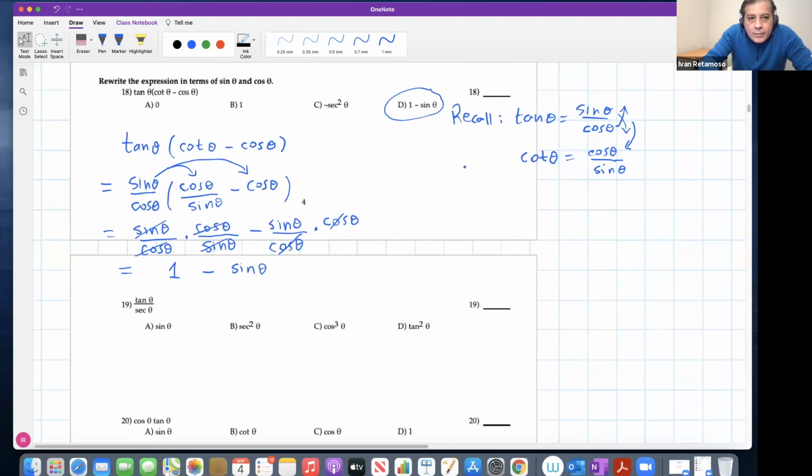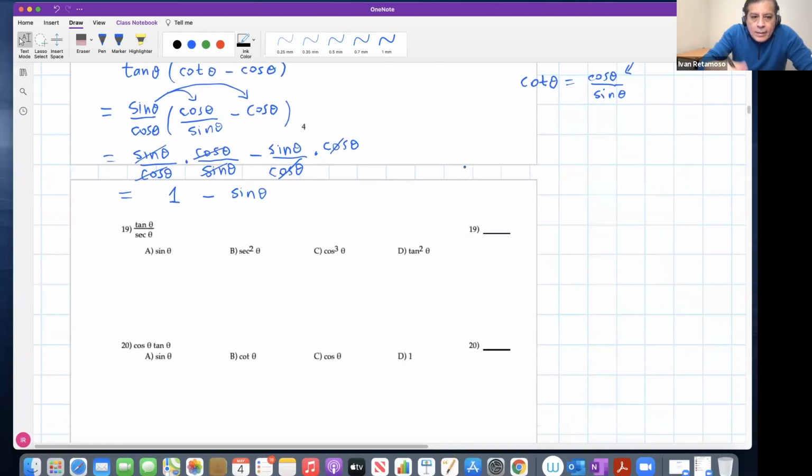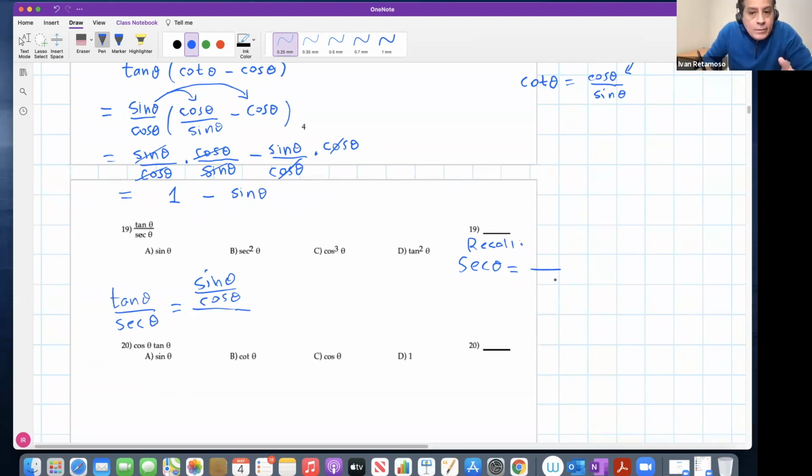Very good, guys. Moving on to 19. This one is another simplification of trigonometric expressions. We just agreed that tangent is the same as sine over cosine, so we're going to write it here as sine of theta over cosine of theta. Who can tell me what secant is in terms of sine and cosine? Secant of theta, in the chat or verbally, what is this as a fraction in terms of cosine or sine? Anybody?